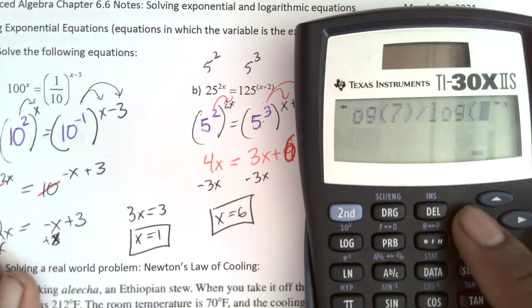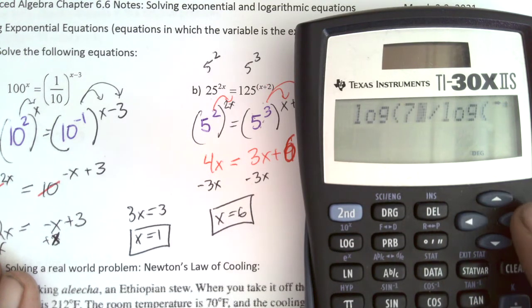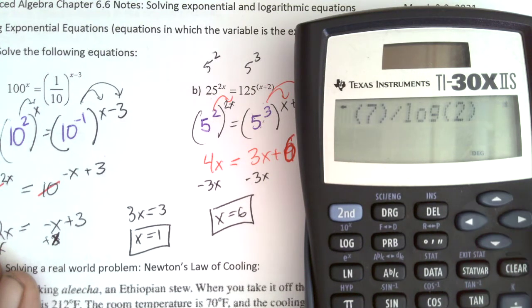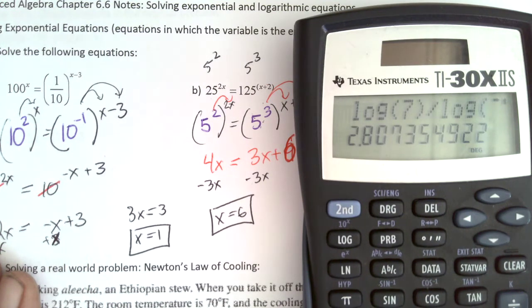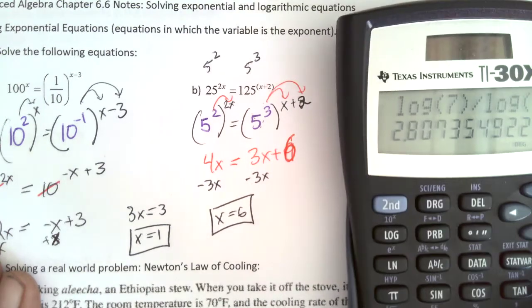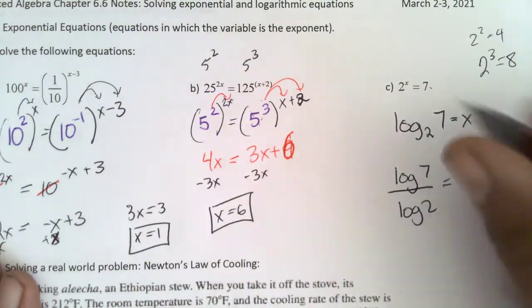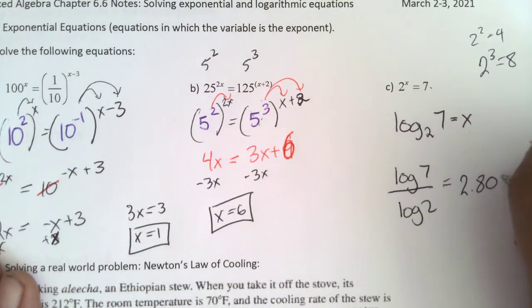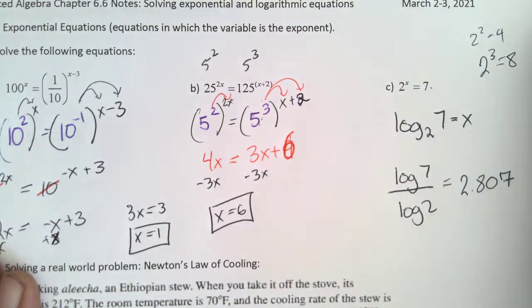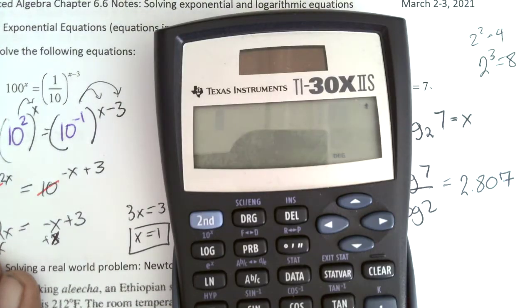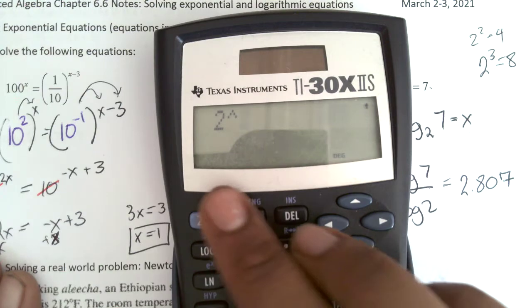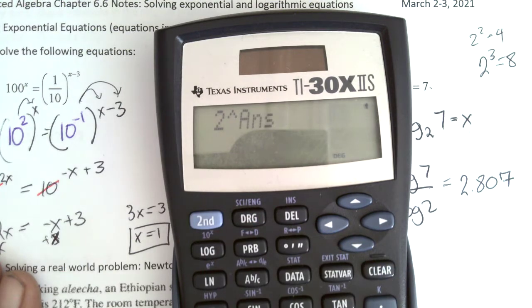That closing of the parentheses here is really important. You'll get a lot of error messages if you don't do it. So we get 2.807, we'll call it there. And we can verify our answer by doing 2 to the, and I'm actually going to go second answer. 7, perfect.